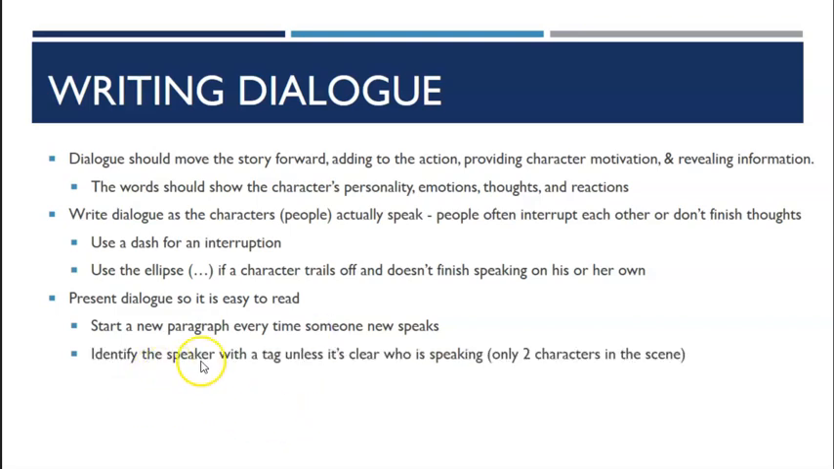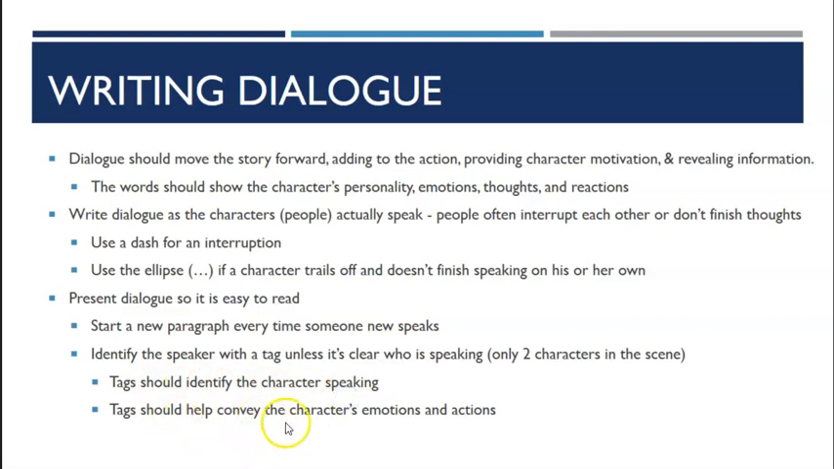We want to identify the speaker with a tag, unless it's clear who's speaking, because there's only 2 characters in the scene. Even then, I don't recommend you go too long without tagging your dialogue with some type of description to add emotion or feeling or action to the scene. So the tags will identify the character who's speaking, but they also help convey the character's emotions and the character's actions, and that's really important.